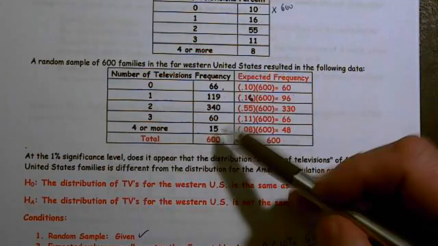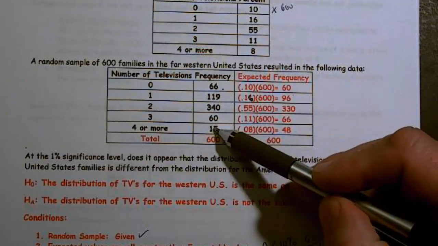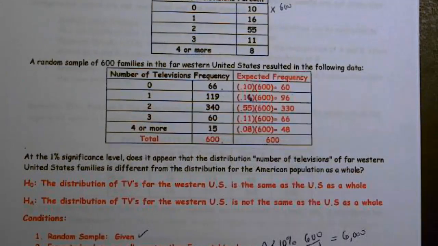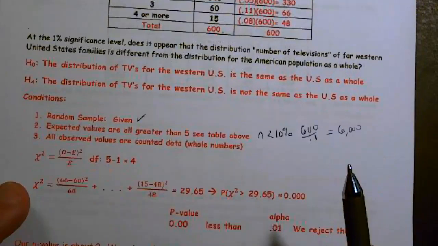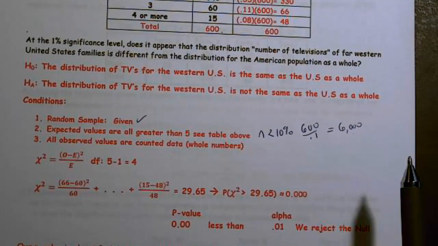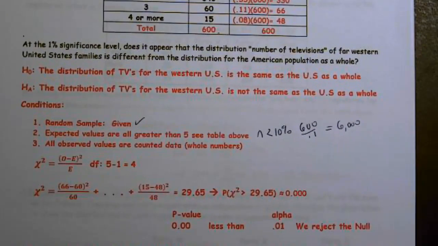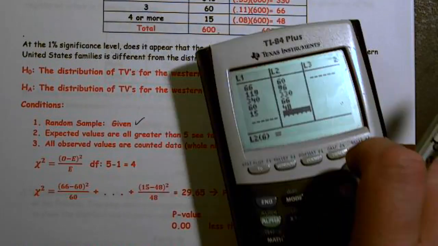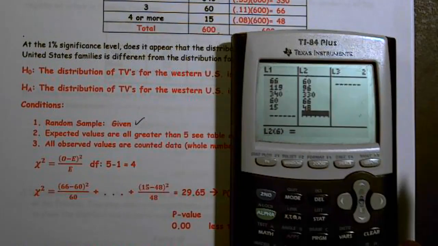Degrees of freedom: in this case, we have 1, 2, 3, 4, 5 categories, so 5 minus 1 is 4. Our equation is observed minus expected, squared, over expected. All chi-squareds are going to have that particular equation.